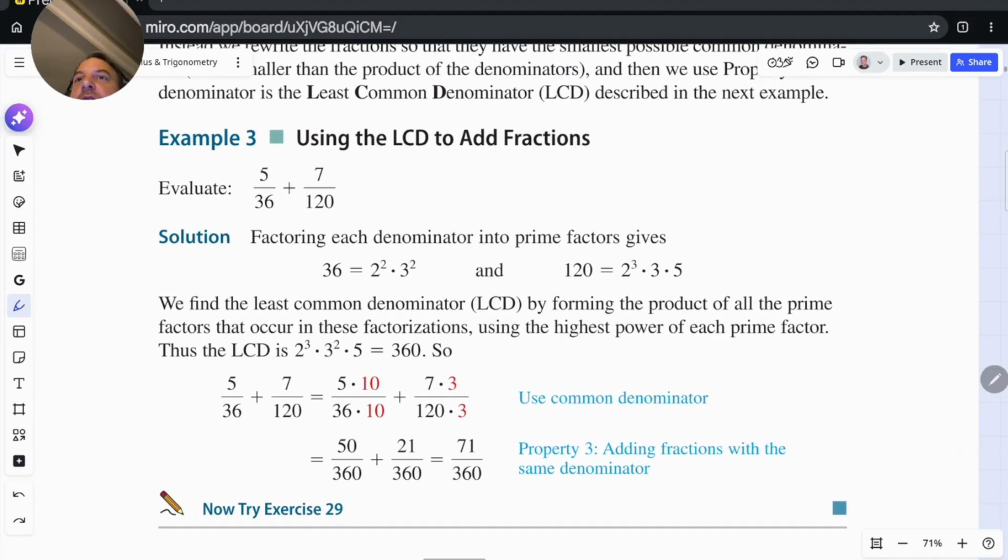So here we can factor each of our denominators into primes. We have 36 and 120 as our denominators. There we are, factoring each of those into their primes. You may have been working with factor trees before. That will help you with factoring into primes. 36 is equal to 2 squared times 3 squared, and 120 is equal to 2 cubed times 3 times 5. Now from here, we can find our least common denominator, or in other words, the highest power of each prime factor. So the least common denominator of 2 cubed times 3 squared times 5 will get us to 8 times 9 times 5, which is equal to 360.